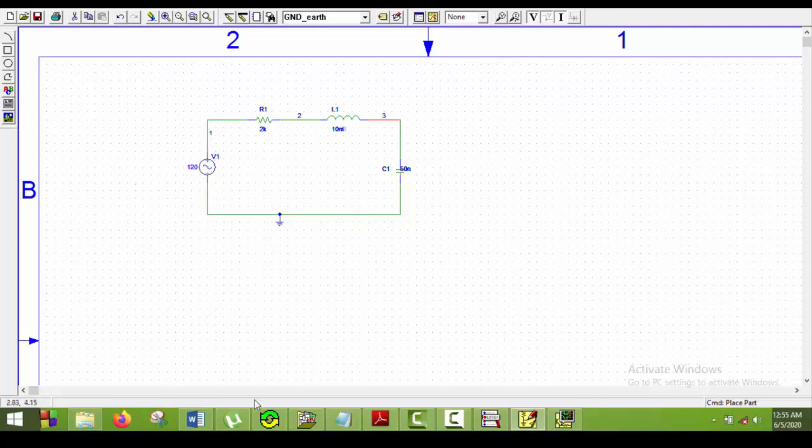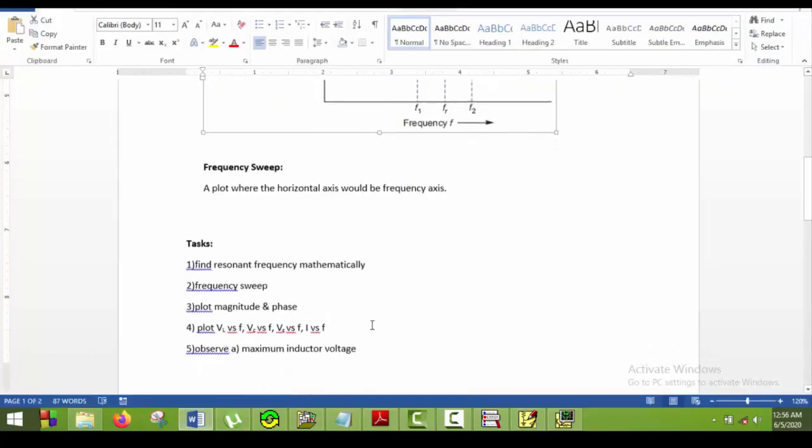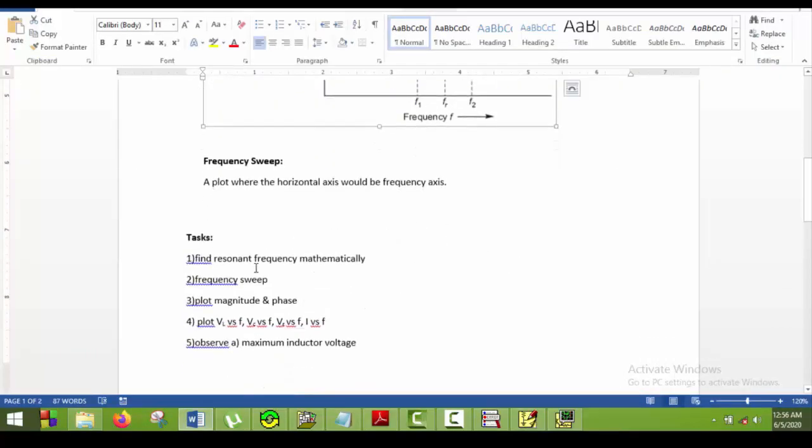So now let's go to the tasks. The first task is to find the resonant frequency mathematically. I did the mathematical calculation and the resonant frequency was around 7.1 kHz. So the first task is done. Now we have to do the second thing, which is the frequency sweep. To do the frequency sweep we have to keep one thing in mind, that is the resonant frequency.